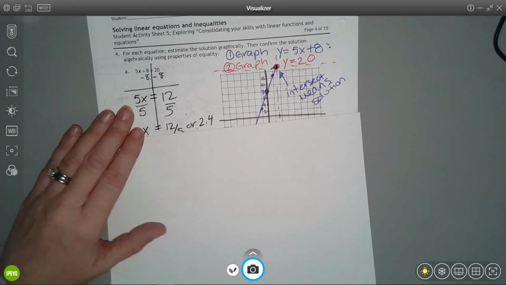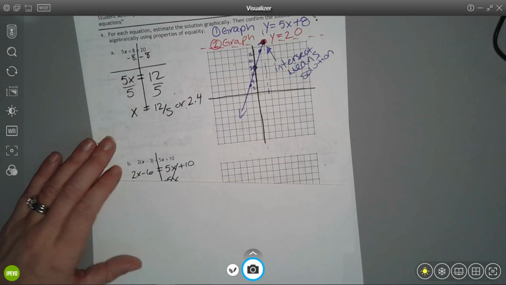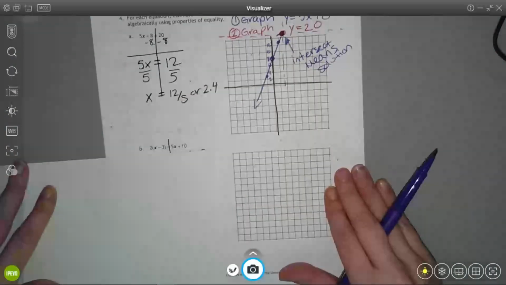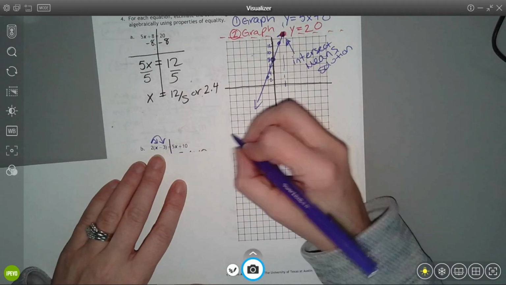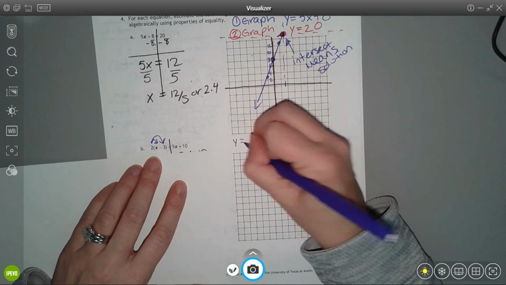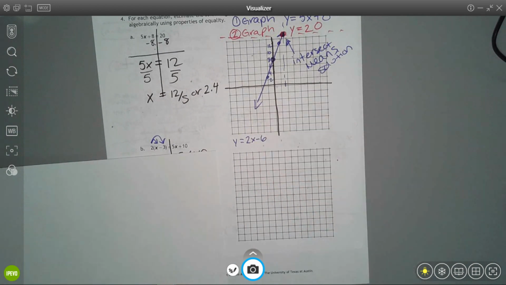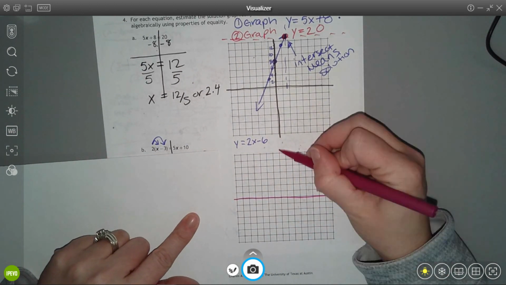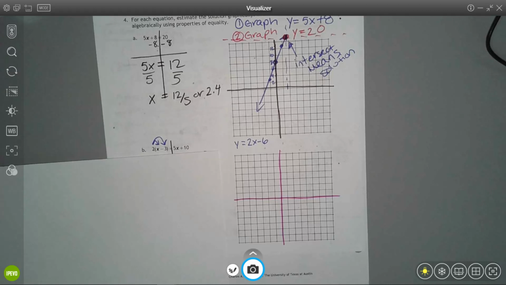Okay. So on this one, what I'm going to do here, guys, I'm going to show you how I would graph these first. First thing I'm going to do is distribute that 2. And my first equation is going to say y equals 2x minus 6. We are going to count these by 2s. Otherwise, I'm not going to have enough room. My first equation, again, that's the left side here. Y equals 2x minus 6.